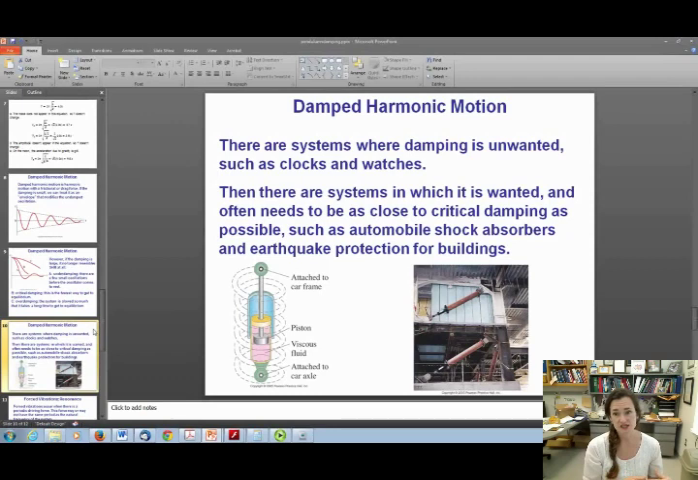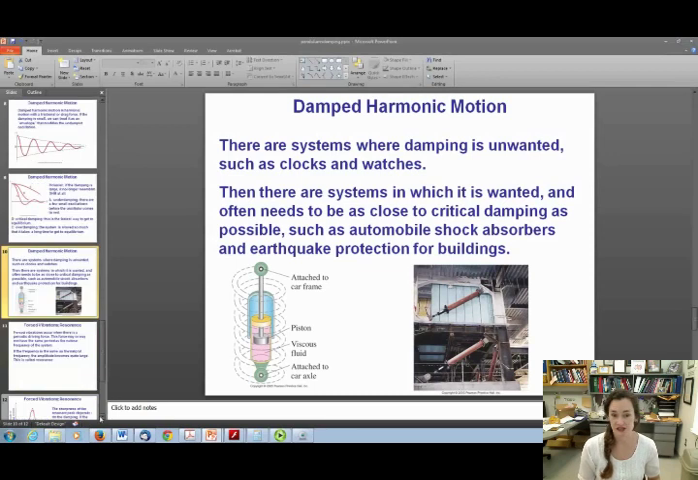But there are some systems where you do want damping, okay? Like shocks on automobiles, okay? If you didn't have the shocks in the automobiles, every time you went over a bump, your car would just go crazy. So it's really important in some systems and not so important in others. And you just have to know the design specifications for what you're trying to do.